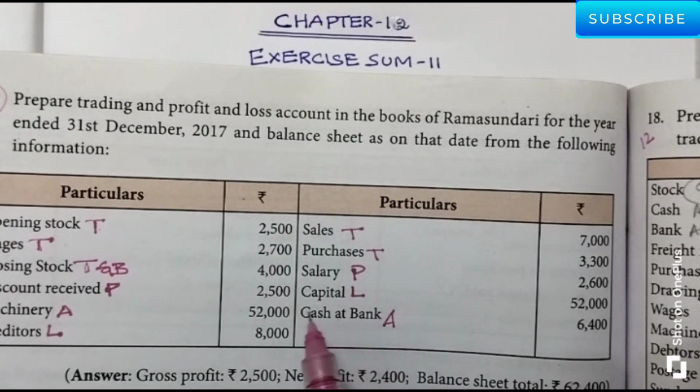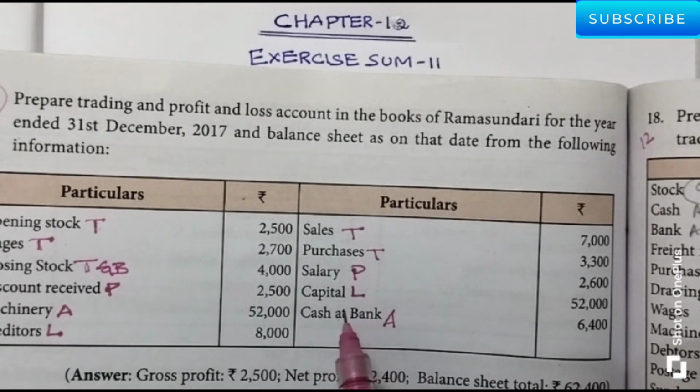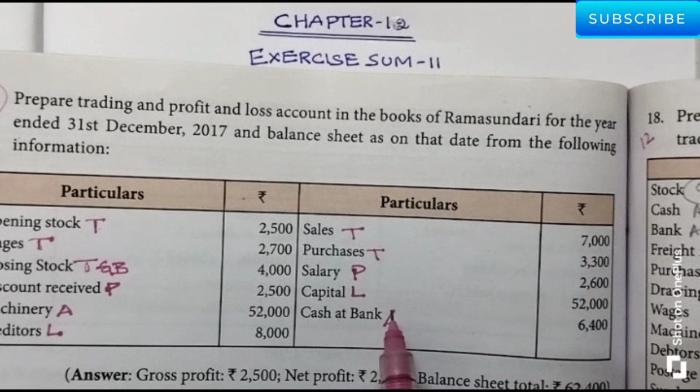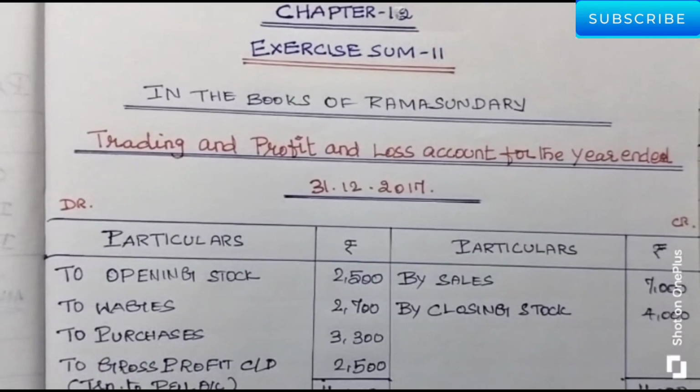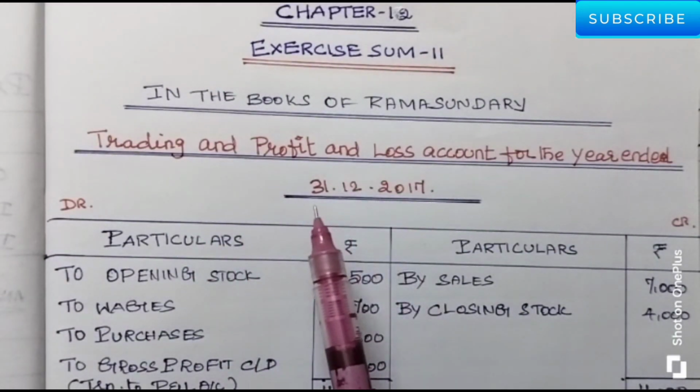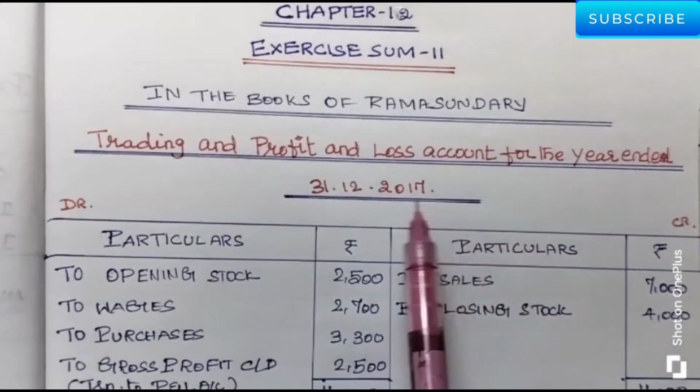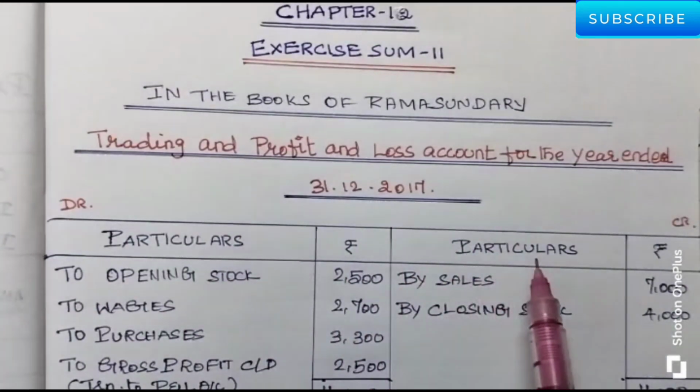So, we have identified and marked all the given information. Now, we are going to prepare the trading and profit and loss account. Okay. Before that, we are going to prepare the heading and format of the trading and profit and loss account.